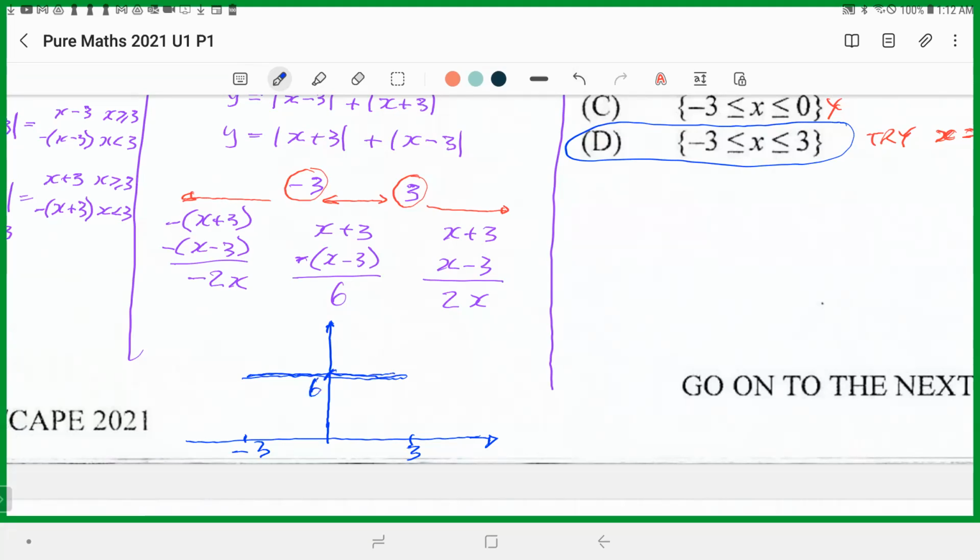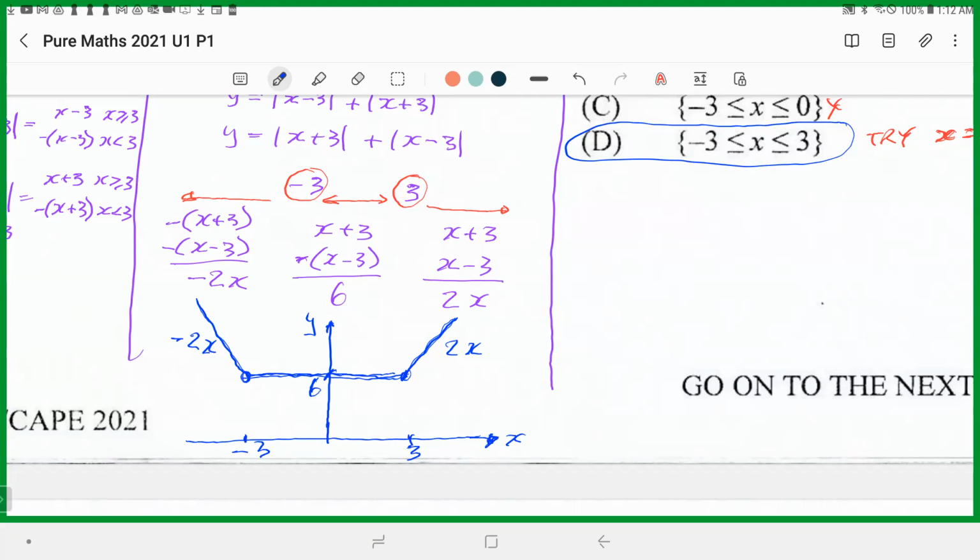Then to the right of the 3, it becomes 2x. 2x is a graph going up. This is 2x. And to the left of the negative 3, it becomes negative 2x. And negative 2x goes like so. This part of the graph is negative 2x. And that's how you could sketch that graph.